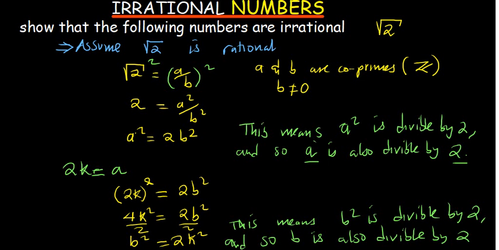Therefore, the assumption that square root of 2 is rational cannot be right. You need to make that statement at the end. Since a and b have a common divisor, then a and b are not coprimes. Therefore, root 2 is not rational. Therefore, it is irrational. So that is how you show it. It doesn't matter what you've been given, whether it is root 5, root 2, root 3, root 7, you use the same procedure. Any questions?